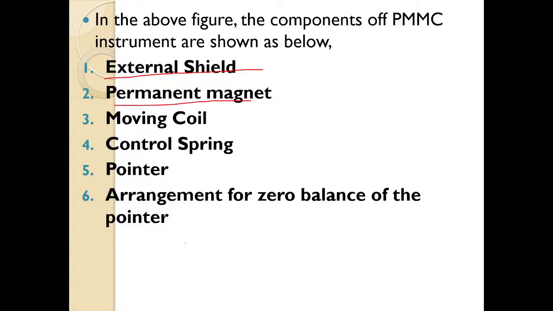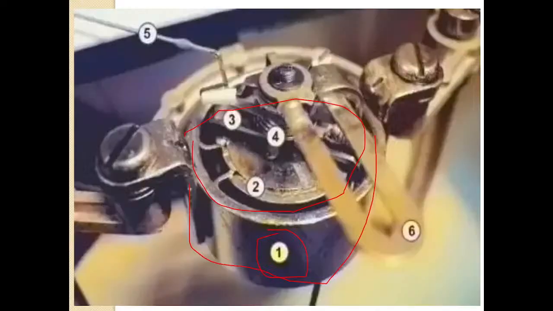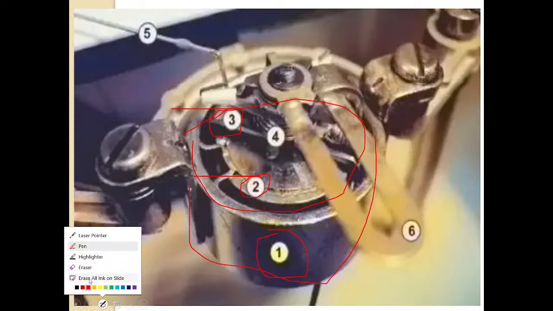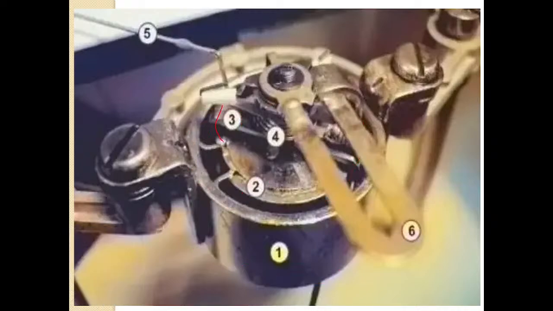Next, 2 is the permanent magnet. Let us see what is 2. This is the permanent magnet. Next, you can see 3. 3 is the moving coil.